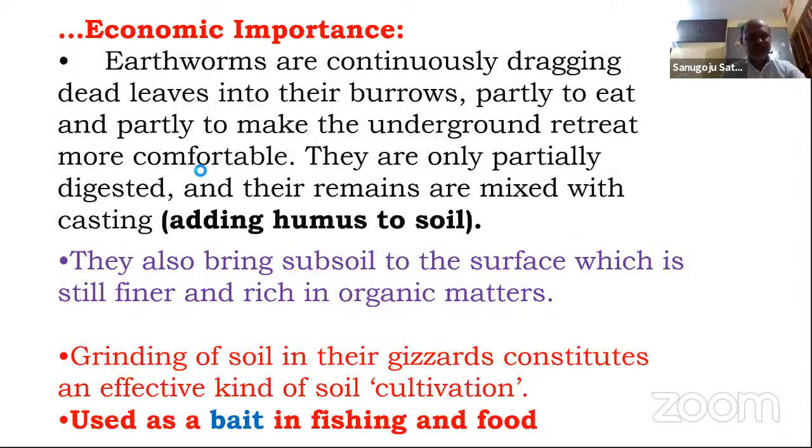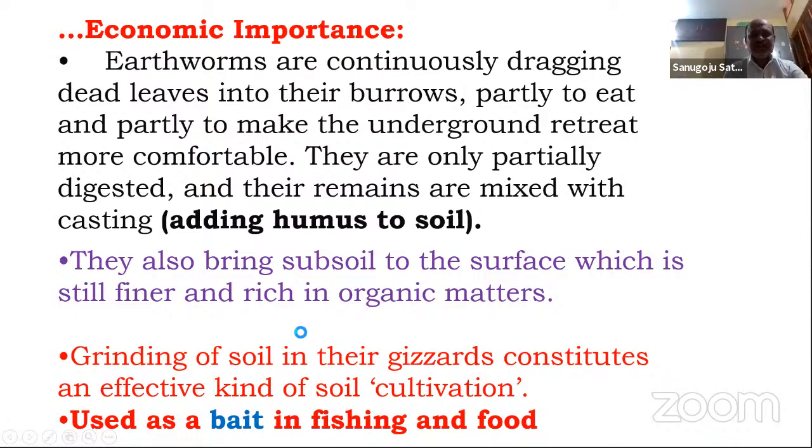And as far as the economic importance is concerned, the earthworms are continuously dragging dead leaves into their burrows, partly to eat and partly to make the underground retreat more comfortable. The leaves are only partially digested, and their remains are mixed with the worm castings, adding humus to the soil. This becomes vermicompost. They also bring subsoil to the surface, which is finer and rich in organic matter.